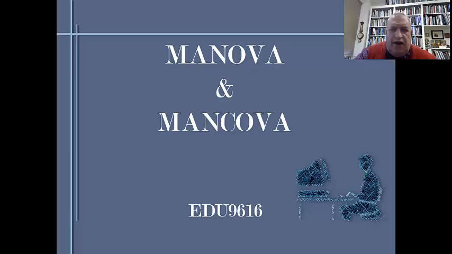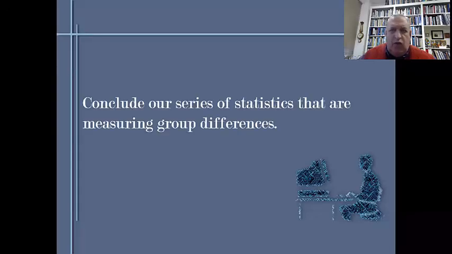This week we're going to be looking at the MANOVA and the MANCOVA. And what we find with these two is that we're going to conclude our series of statistics that are measuring group differences. This is something that we began in EDU 9615 when we began the single sample t-test and moved through the ANOVA, and now we've come through the other aspects here in 9616. And we conclude the group differences set of statistics with the MANOVA and the MANCOVA.